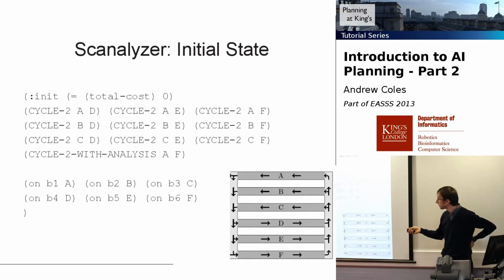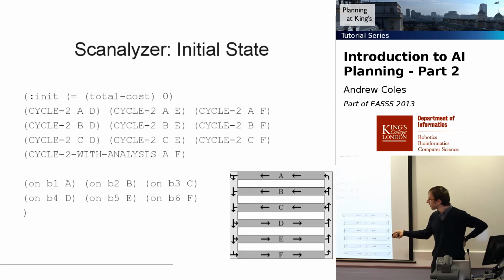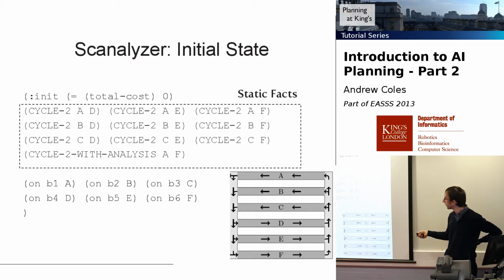So the goal of the task, so not the goal yet. This is the initial state, and these are the initial positions. Batch 1 of plants is on conveyor belt A, batch 2 of plants is on conveyor belt B, and so on and so forth.